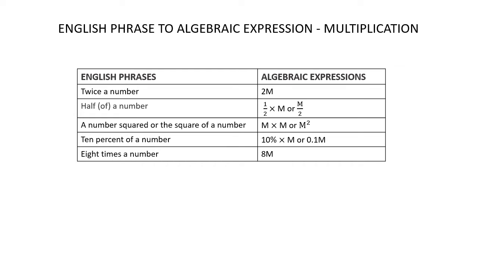Next, 10% of a number. Let the number be m. Then 10% of m is written as 10% multiplied by m, which is nothing but 0.1 m. Next, 8 times a number. Let the number be m. So 8 times m is written as 8 multiplied by m, which is 8m. Hope you have understood this.